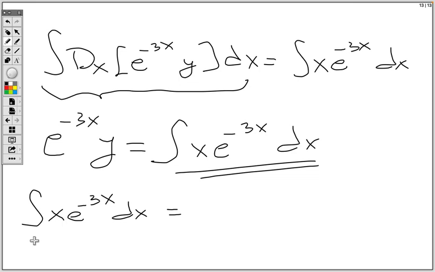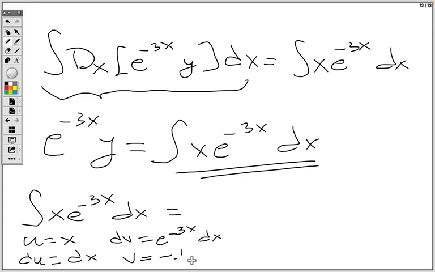So you would do like your u would be your x, and your du would be your dx. And then your dv is e to the minus 3x dx. Your v is minus a third e to the minus 3x. You got your uv minus the integral of v du.